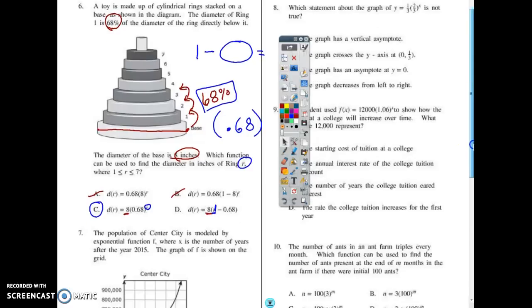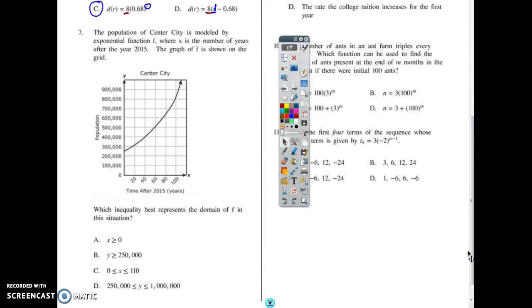Problem number 7 is asking for the domain. Okay, and normally this would be all real numbers, except this one started right here. And it's going to continue forever. So if I'm looking at domain, it's my X, and we're going from left to right. So what's my leftmost point? The leftmost point. 0 on the X, okay, not on the Y.